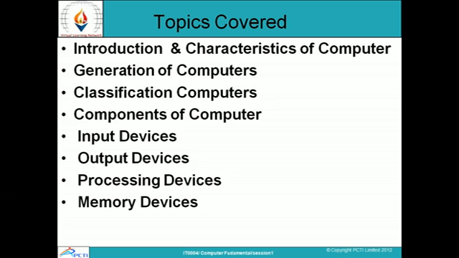Today we are going to discuss the various characteristics of computer, the generation of computers, what are the different classification of computers, what are the different components of a computer, what are the various input devices, the output devices, what are processing devices and the memory devices.